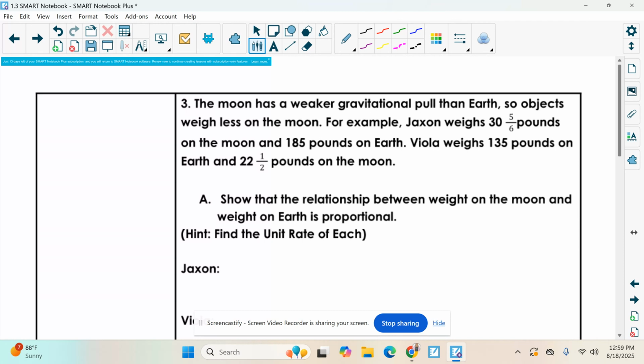So part A says, show that the relationship between weight on the moon and weight on the earth is proportional. That's a buzzword. Proportional. Highlight proportional because that's a buzzword. Well, what does proportional mean? It means that they are equal, equivalent, or equal.